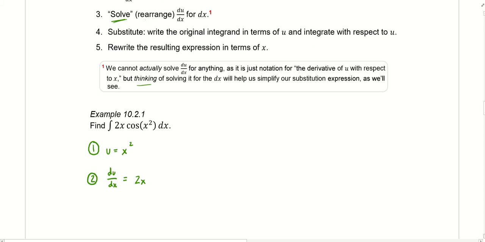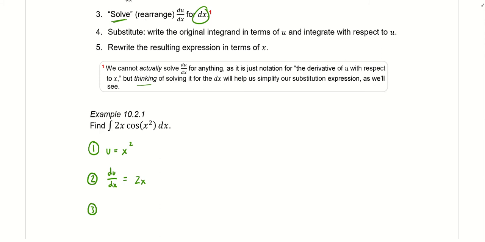So what do I mean by solve or rearrange du dx for dx? What I mean is I'm going to take my expression in step 2, the derivative of u with respect to x, and I'm going to isolate the dx. So I'm going to have it as dx equals something. That's what I mean by solve or rearrange for dx. Okay, so I'm going to treat du and dx as values, even though it's one notation. Just kind of cheat with me here.